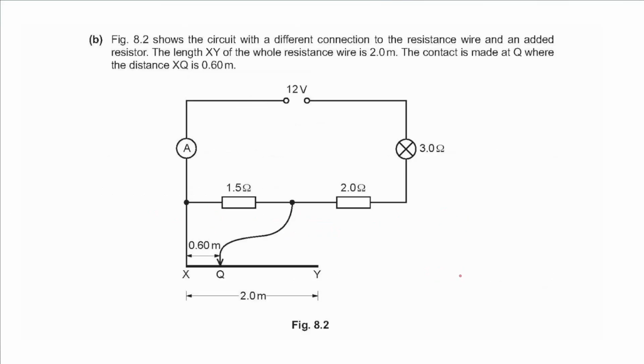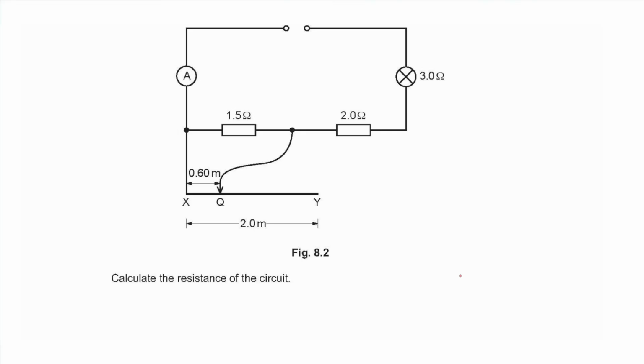Part B says figure 8.2 shows the circuit with a different connection to the resistance wire and an added resistor. The length XY of the whole resistance wire is 2.0 meters. The contact is made at Q where the distance XQ is 0.60 meters. Calculate the resistance of the circuit, the whole circuit now. So this section here is actually two resistors in parallel. So we have 1.5 ohm resistor in parallel with another resistor which has a resistance equivalent to this length of the wire. So we need to know the resistance of this part of the wire.